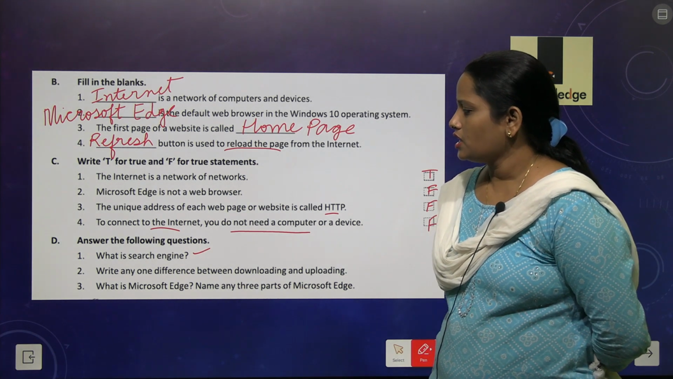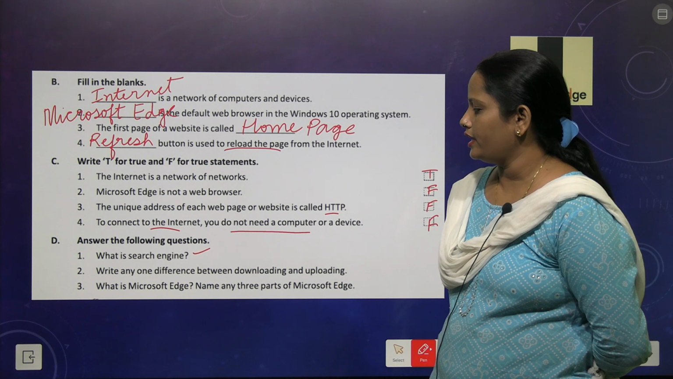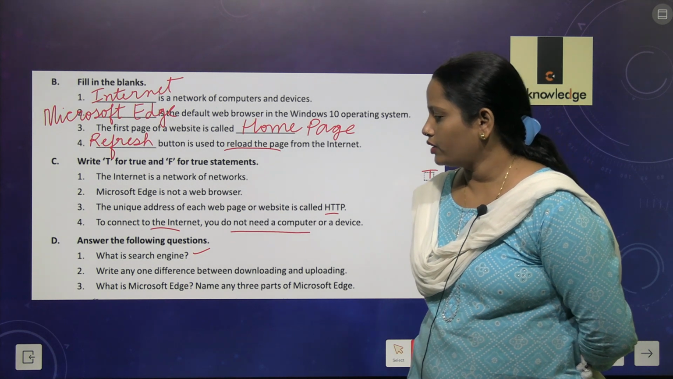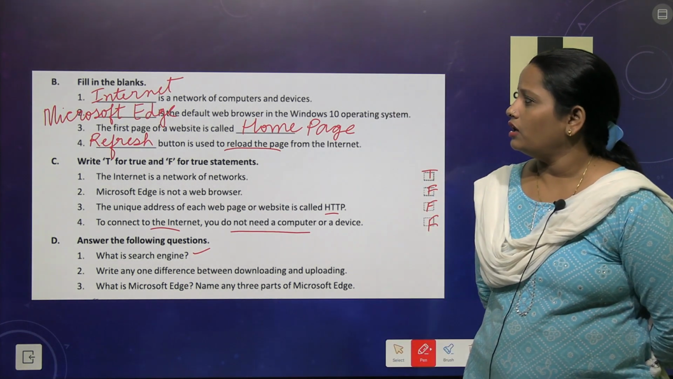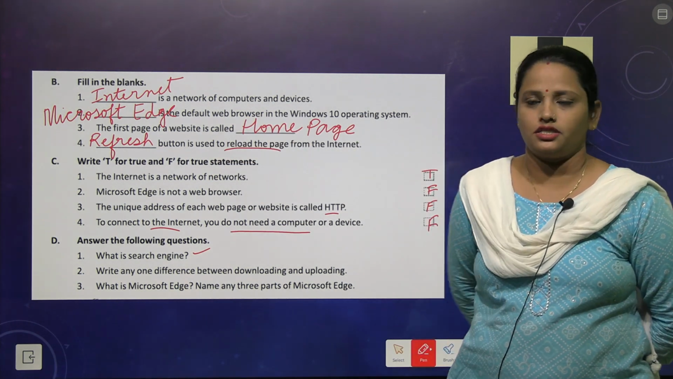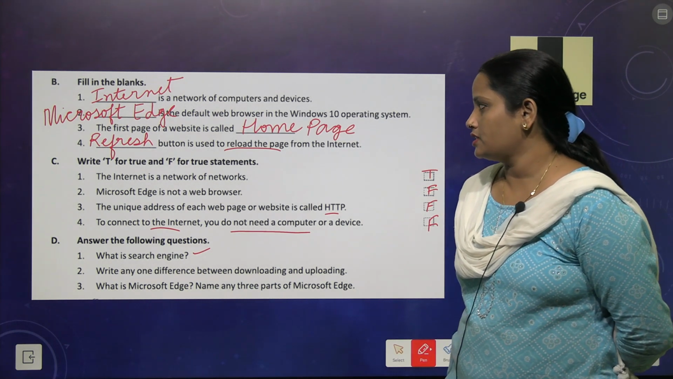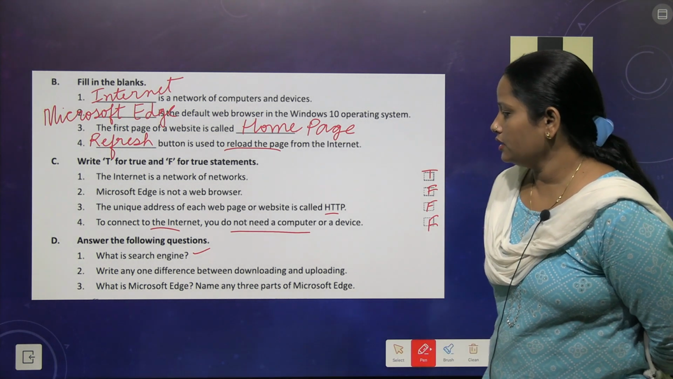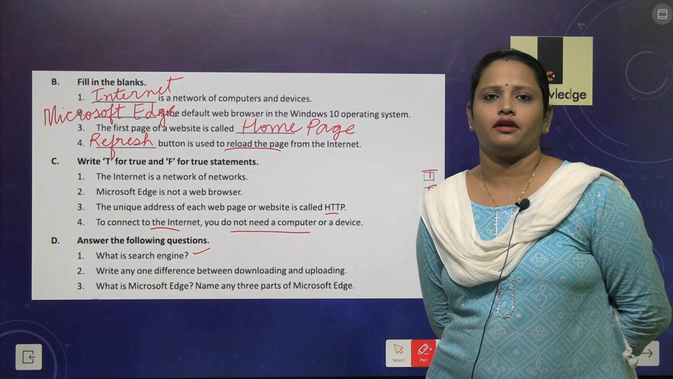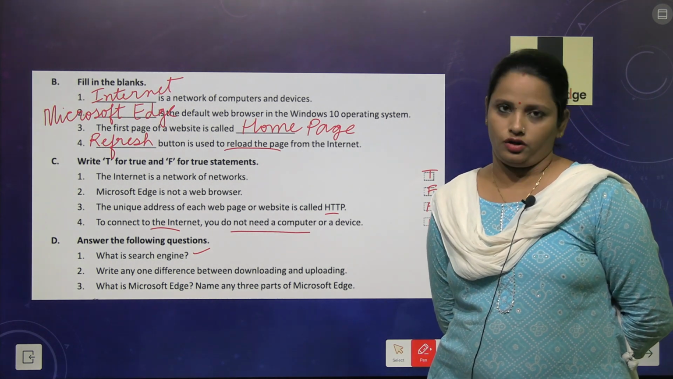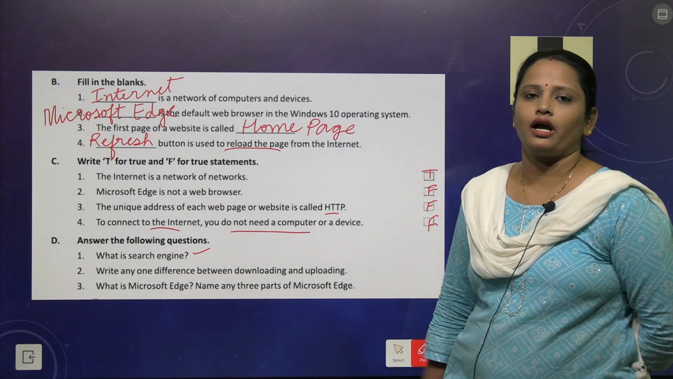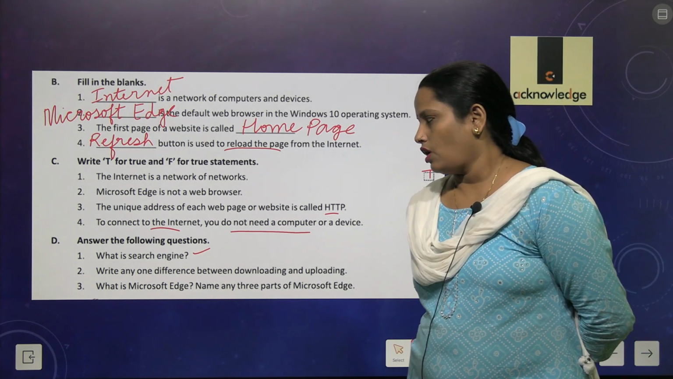Third question is, what is Microsoft Edge? Name any three parts of Microsoft Edge. Microsoft Edge is the default web browser of the Windows 10 operating system. Three parts of Microsoft Edge are the refresh button, the address bar, and the favorites option. Many more options are there, but these are three parts of Microsoft Edge.